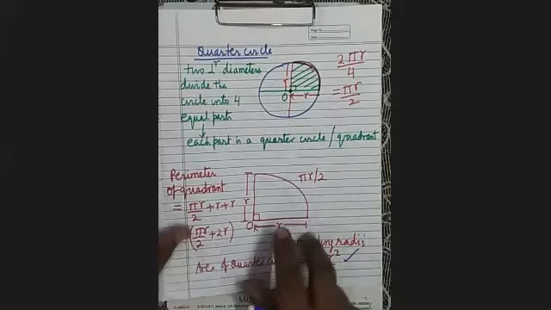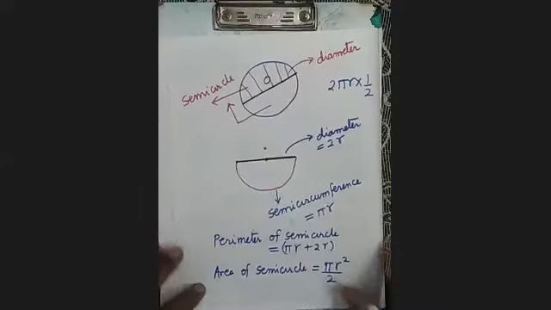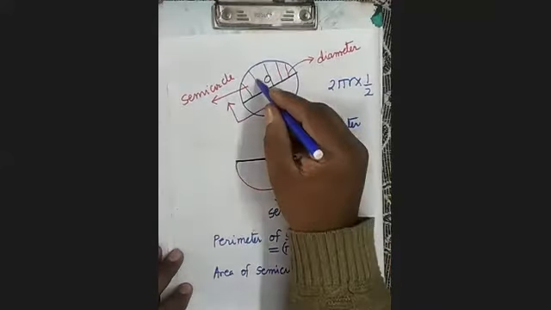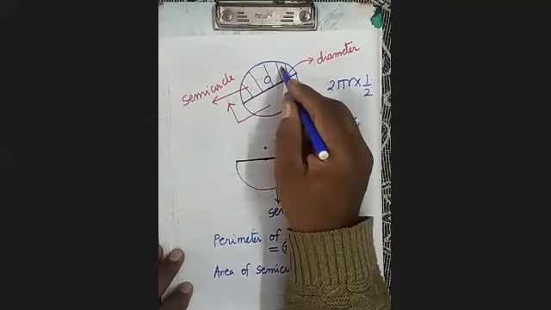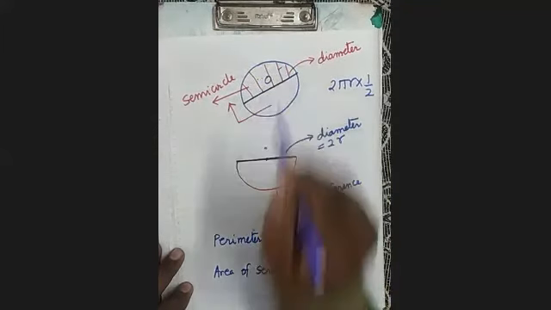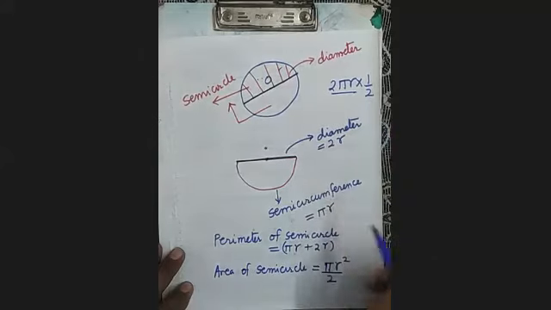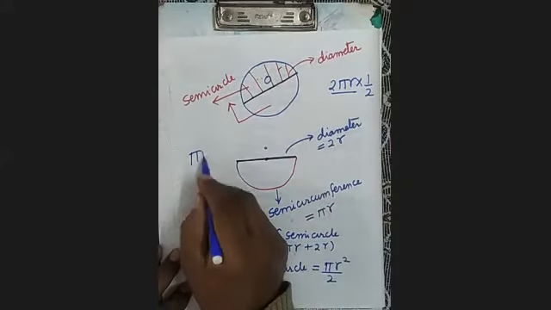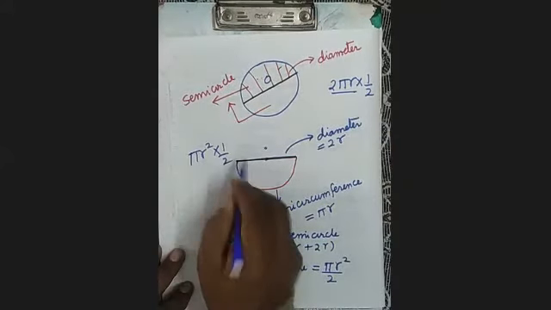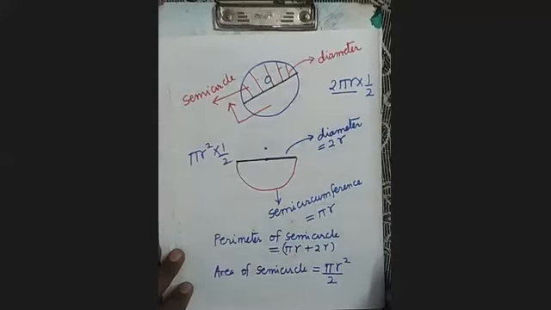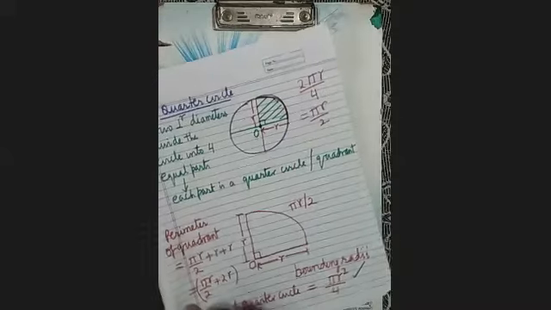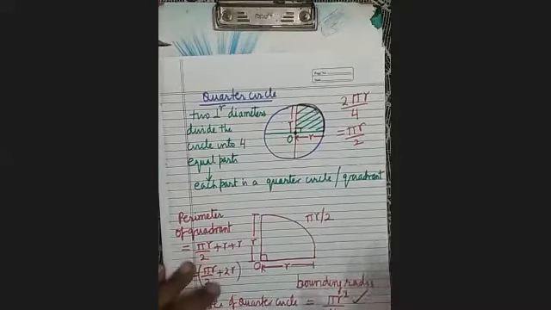Semicircle, it is pi r square upon 2. यहां पर 2 पार्ट्स में एक पार्ट शेडेड है. So it will be 1/2 of the area of the circle. Area of circle का 1/2. That is pi r square upon 2. So this you remember. Then after this, I am going to tell you about the circular ring.